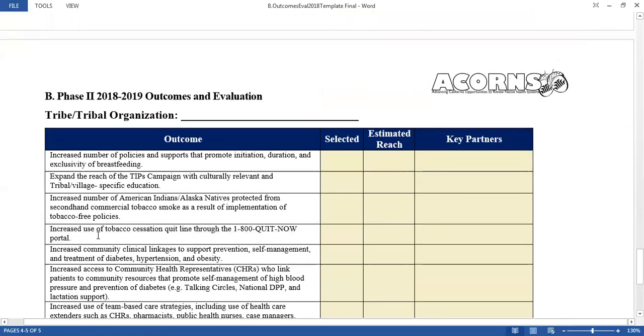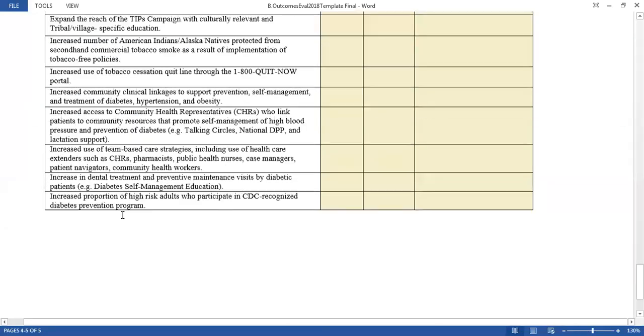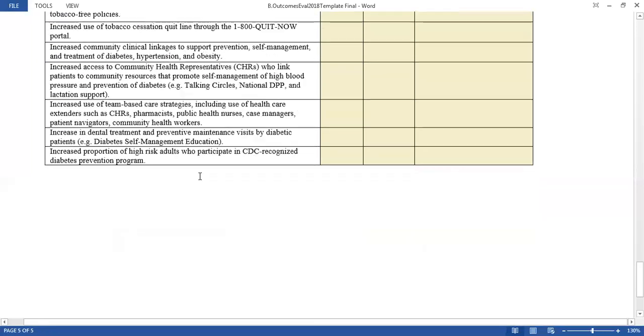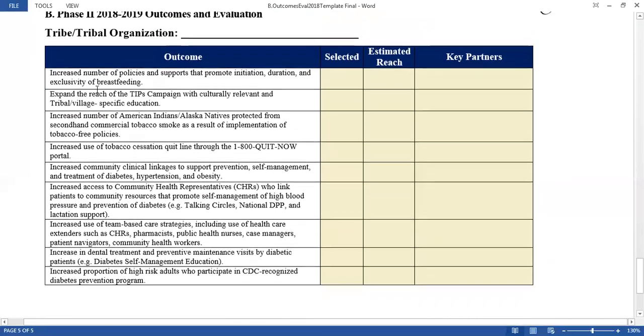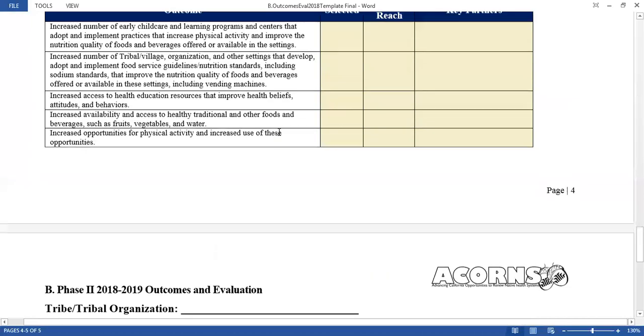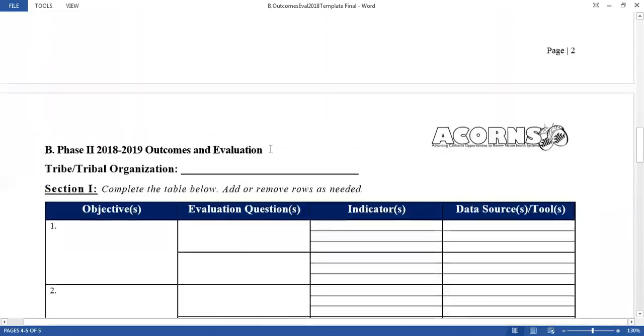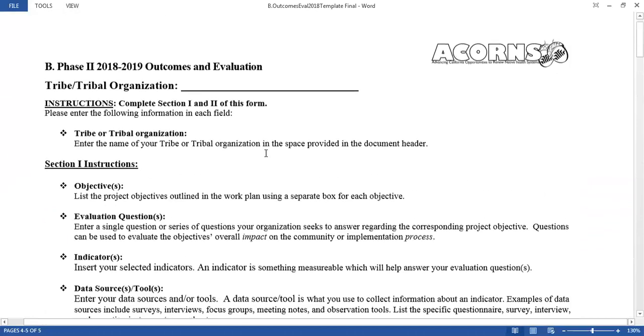If you have other grants that you're working on within your organization that address some of these issues, please do not select them. This is only based off of what you have indicated in your ACORNS or your CITE work plans, and this is to help us with our evaluation. So that's how you complete and fill out section 2 of this attachment. So that goes through this data source.